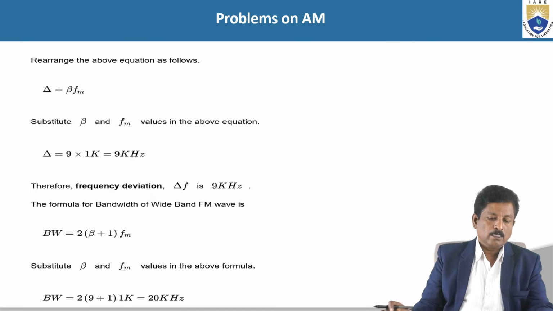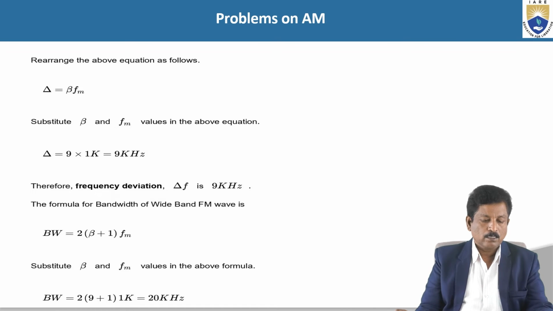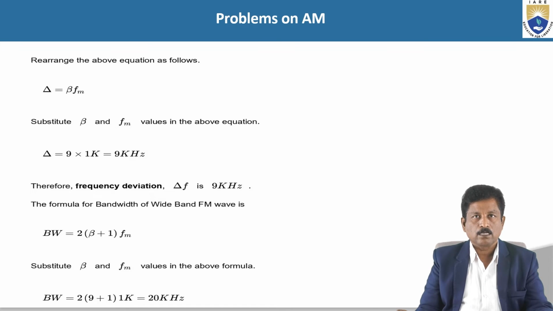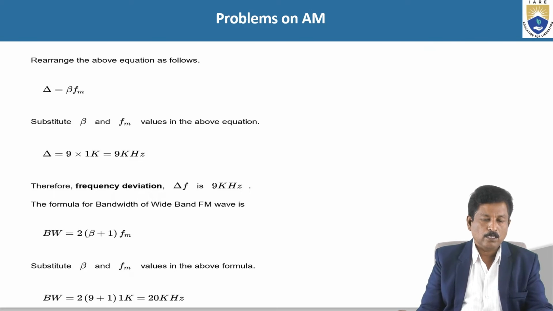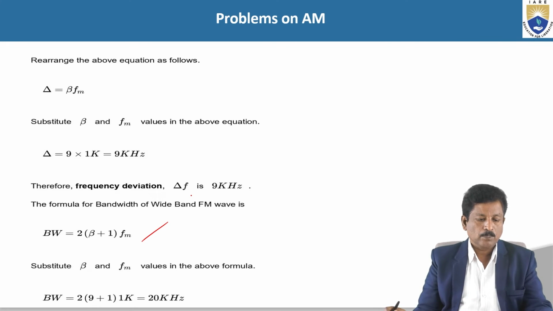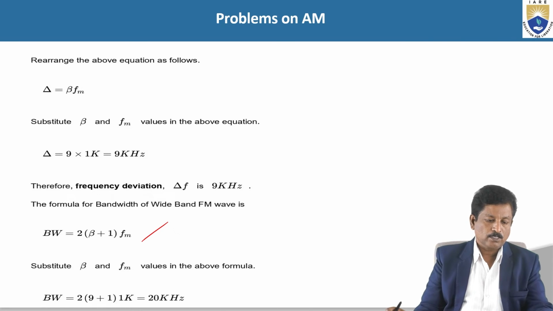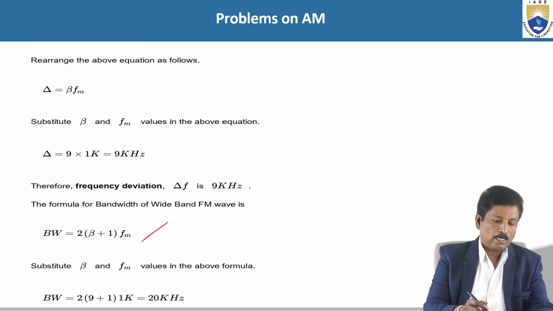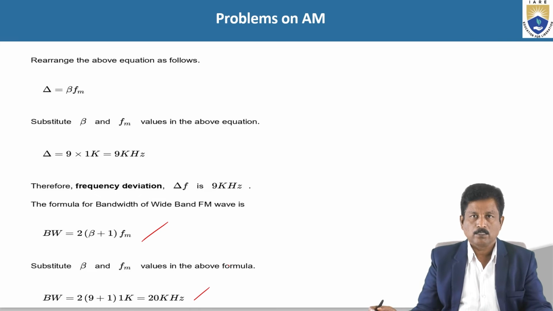So once you have the beta value and frequency deviation, the bandwidth, because the modulation index beta is greater than 1, it is a wideband frequency modulation. So bandwidth, according to the Carson rule, is equal to 2 into (beta plus 1) into fm. You know the value of beta and the value of fm. By substituting these values, you can calculate the bandwidth requirement for the FM, which is equal to 20 kilohertz.